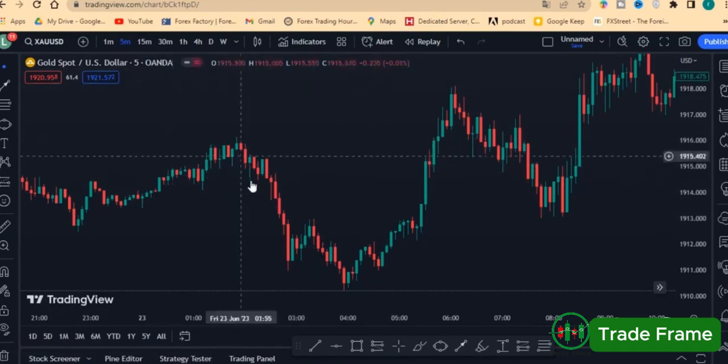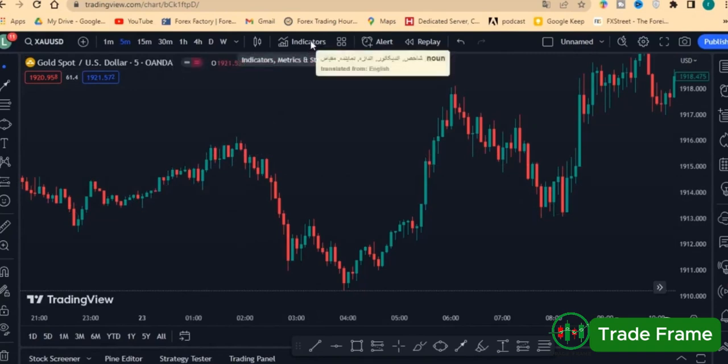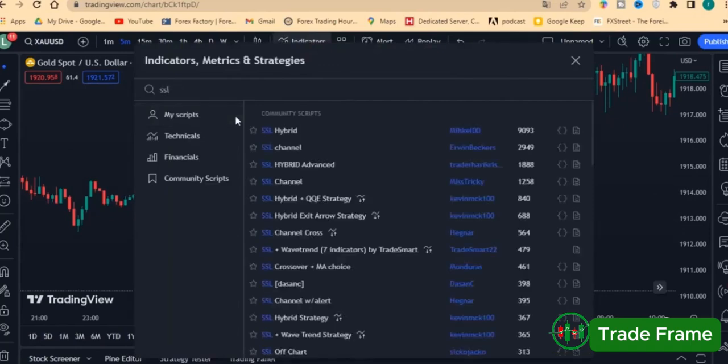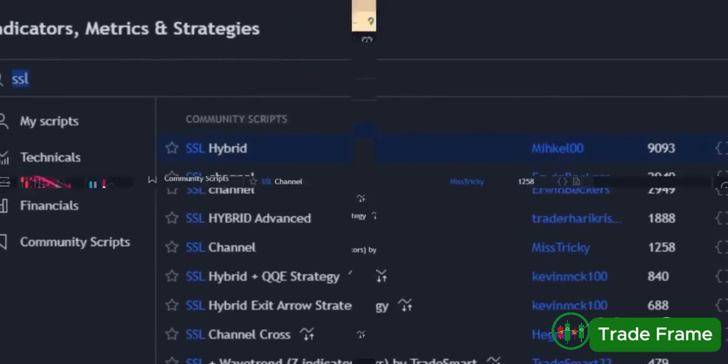As I told you, we need two indicators for this strategy. I want to apply the first indicator to the chart. So I open the indicator list and type the word SSL Hybrid. I search for it and bring it up for you to see, friends. It's the first one. I click on the first one so it opens on my chart.